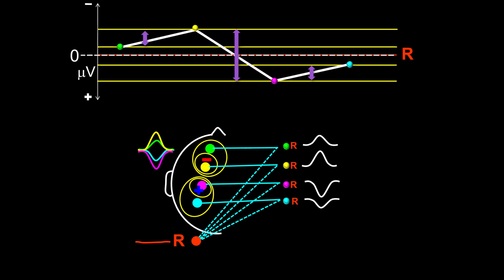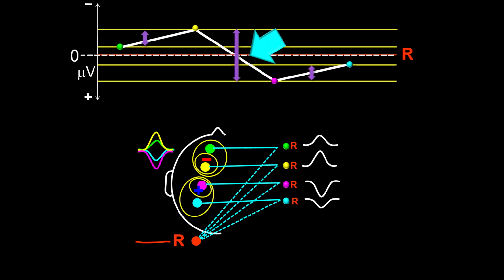In this frame, I have represented the same figure I presented to you a few minutes back to indicate the voltage graph pattern produced by a horizontal dipole and the isopotential map representation of a horizontal dipole. In this case, I want you to notice the voltage difference between the green and the yellow electrodes, which I am representing by a light purple arrow, and between the magenta and the aqua electrodes, which I am also representing by a light purple line.